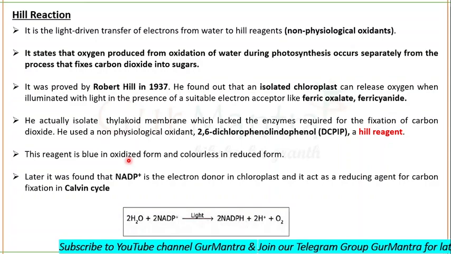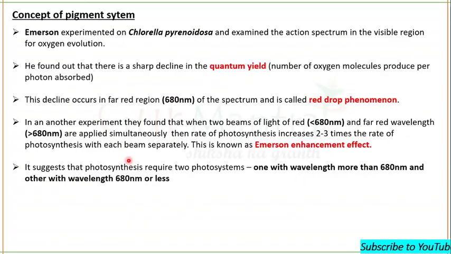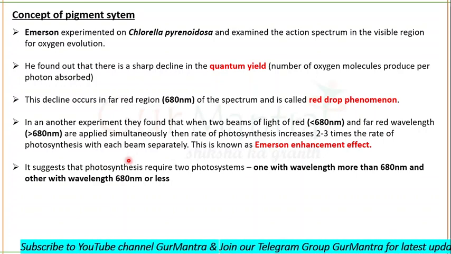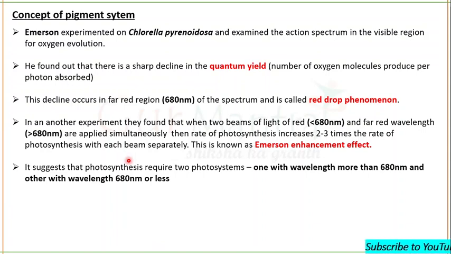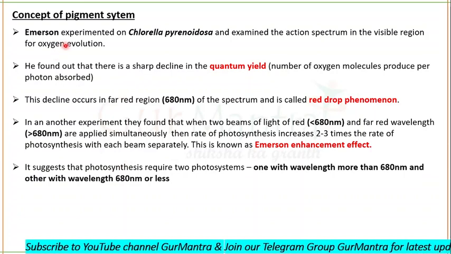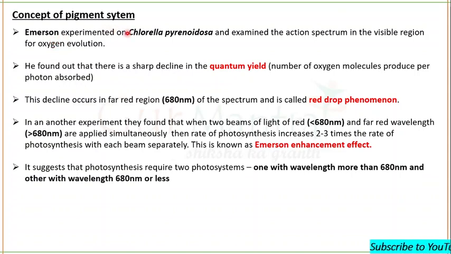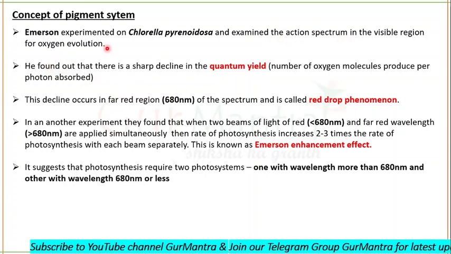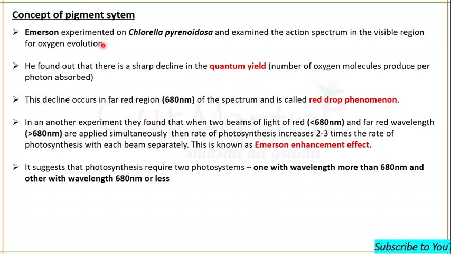Okay, fine. So let's talk about now the concept of pigment system. How did we come to know about pigment system? We have two pigment systems, but how did we conclude that there is the requirement of two pigment systems during photosynthesis? So it was confirmed by Emerson's experiment on Chlorella pyrenoidosa, and he actually examined the action spectrum in the visible region for oxygen evolution.